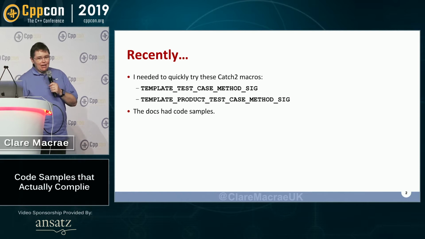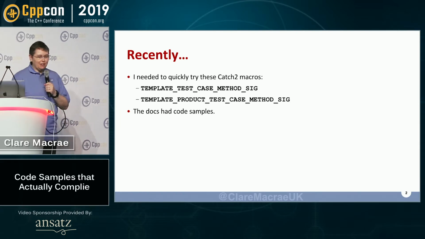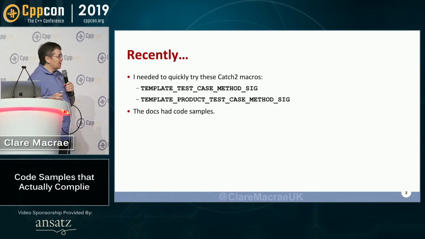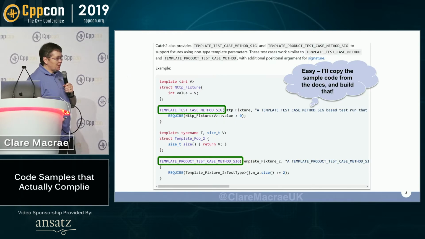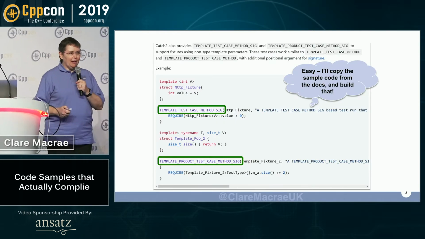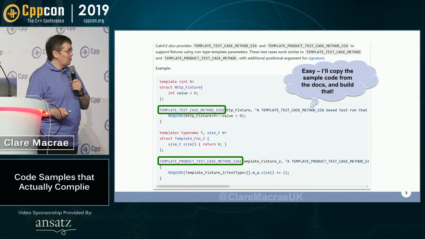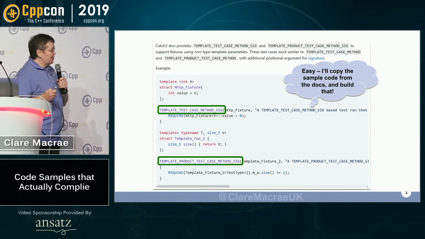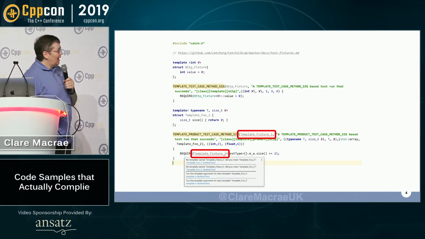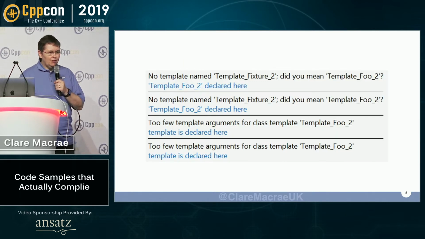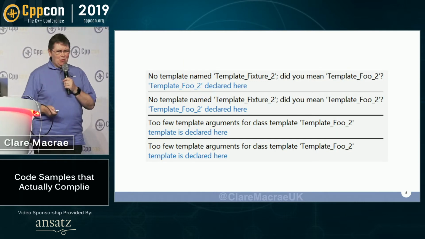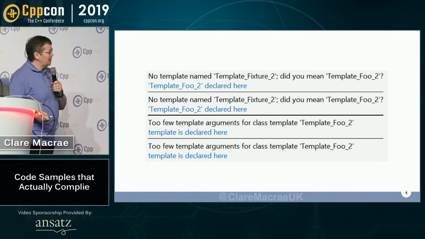So I was helping with the Catch documentation and I wanted to make sure I understood a couple of new features. And that was great because there was user documentation for them, and happily the documentation had example code. So all I needed to do was take that code and compile it. But then I got compiler errors. And this was going to be like a 2-minute thing, and suddenly it wasn't a 2-minute thing.